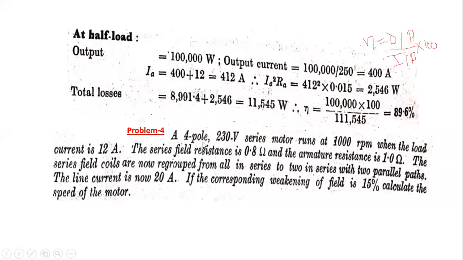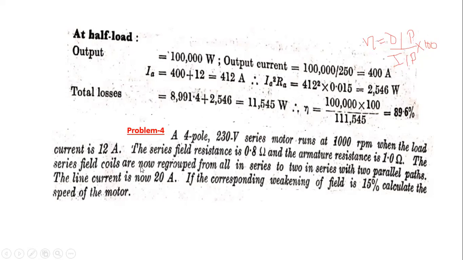Coming to the next problem. A 4-pole 230 volts series motor runs at 1000 RPM. Therefore N is equal to 1000 RPM, P is equal to 4, V is equal to 230 volts, when load current IL is equal to 12 amperes. The series field resistance RSH is 0.8 and armature resistance is 1.